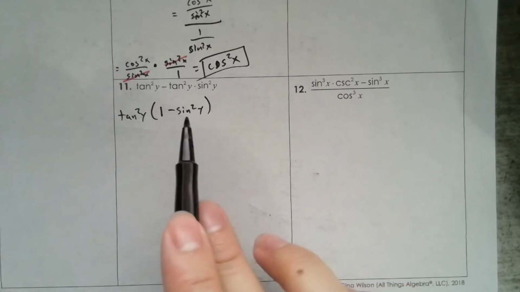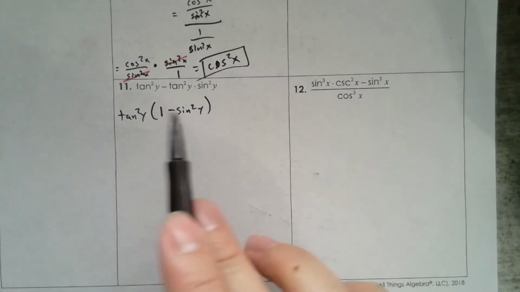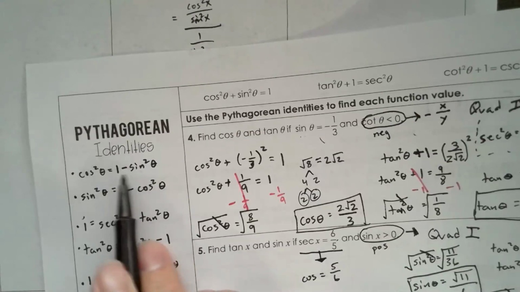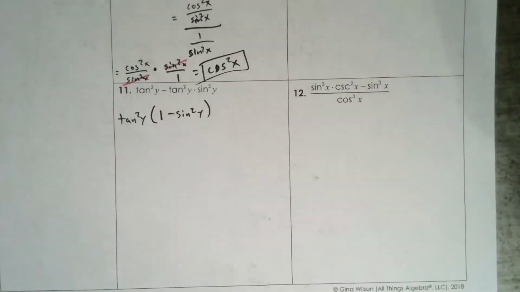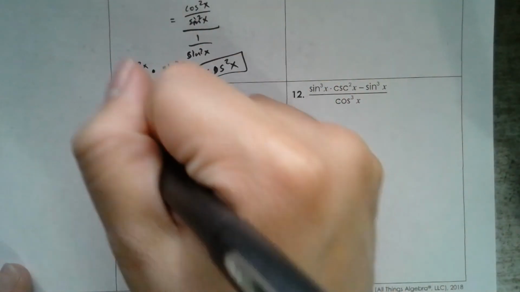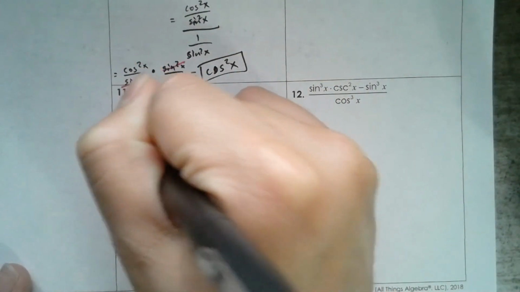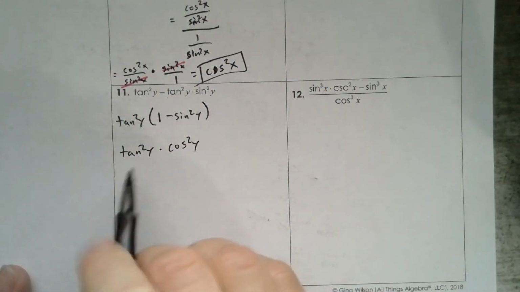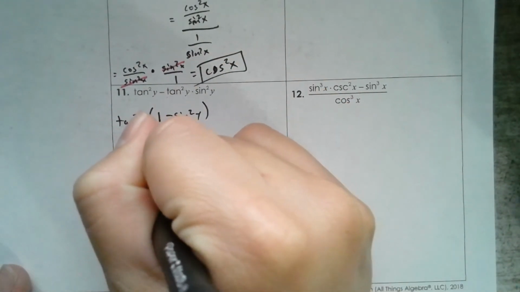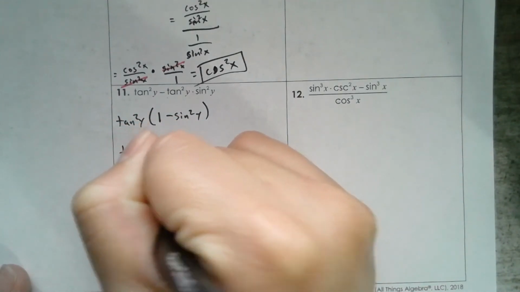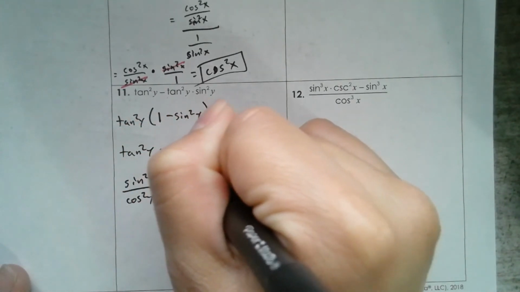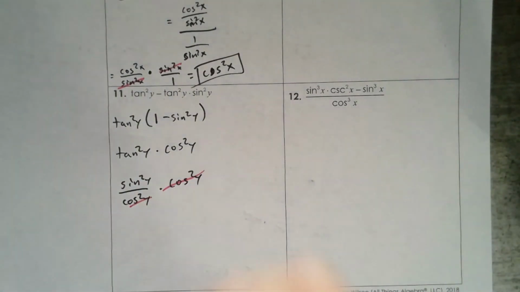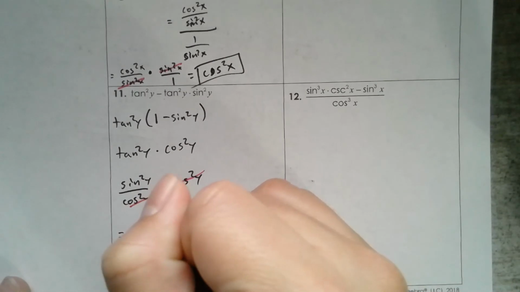1 minus sine squared y, that's an identity. That's cosine squared y. So then I'll have tangent squared y times cosine squared y. Tangent squared y is sine squared y over cosine squared y, times cosine squared y. These will cancel, and so my answer is sine squared y. Okay, that's it.